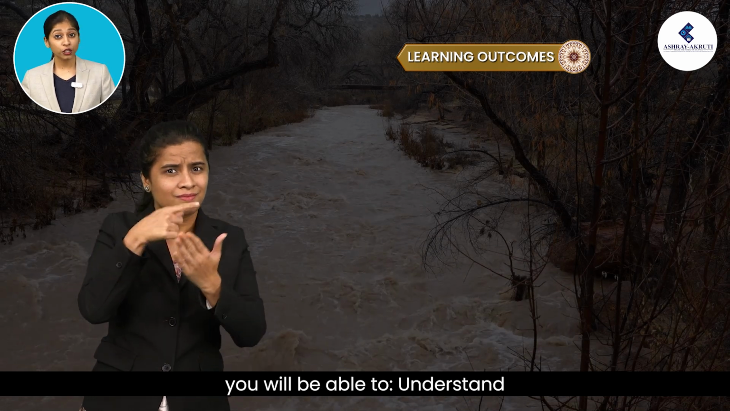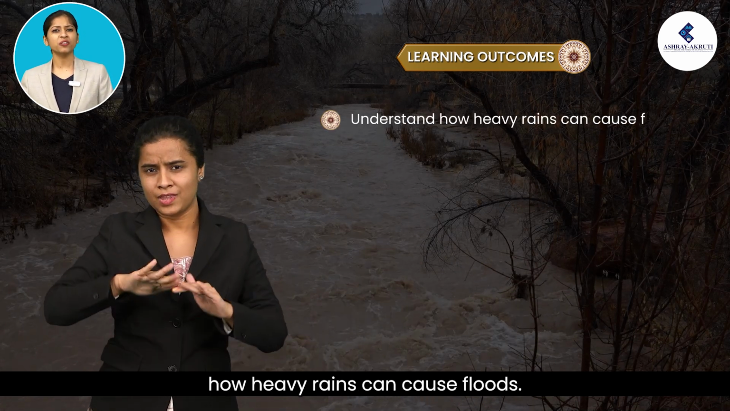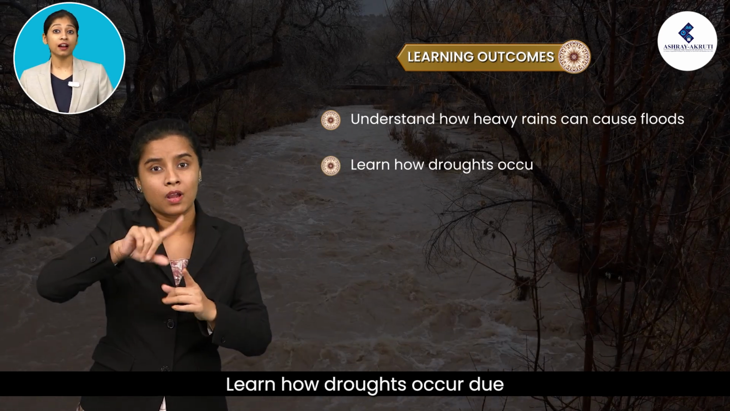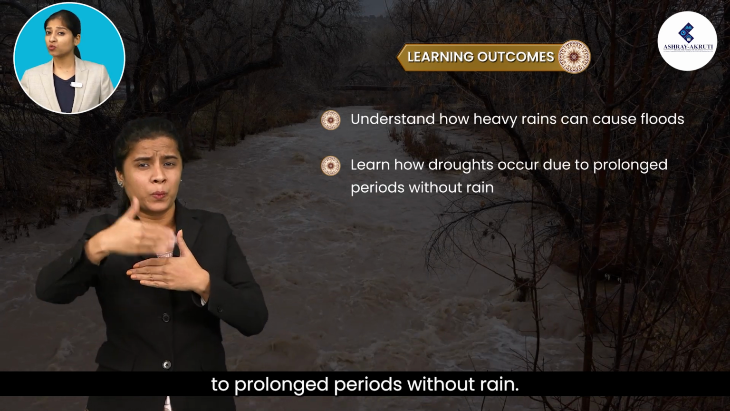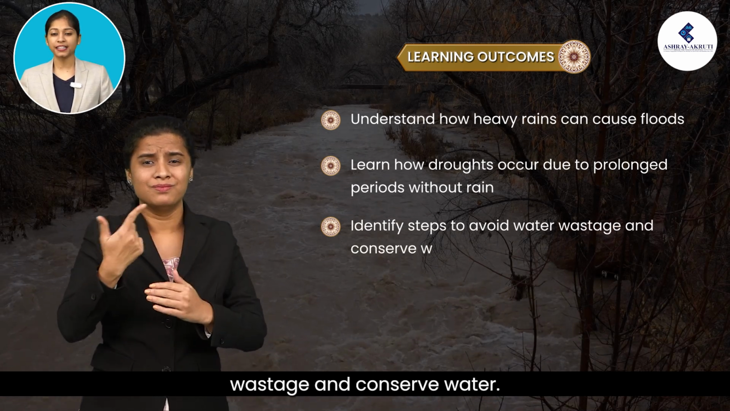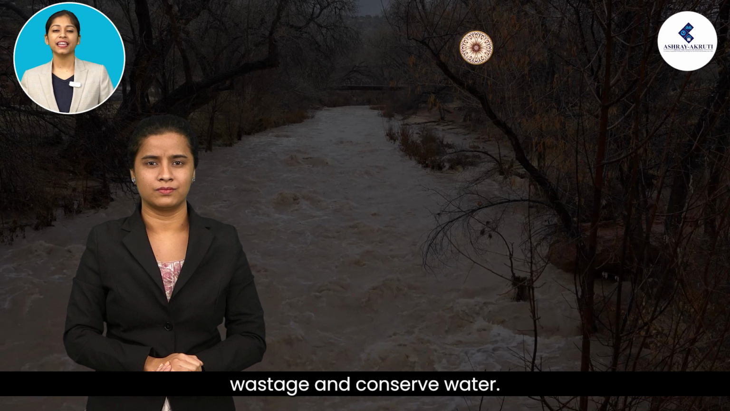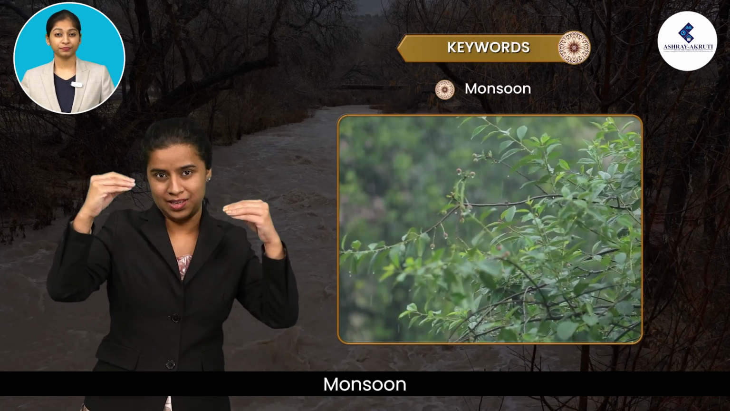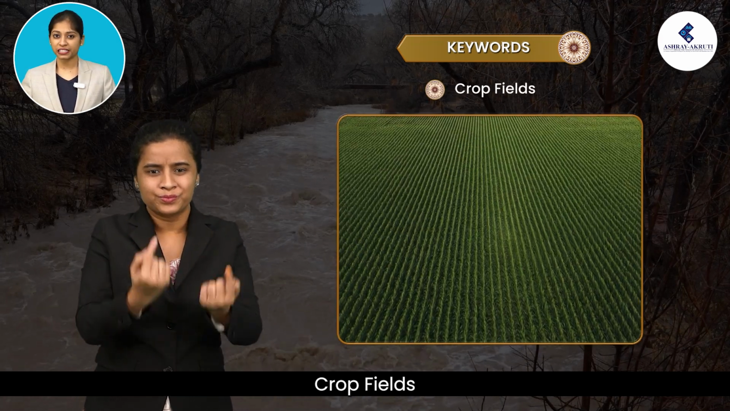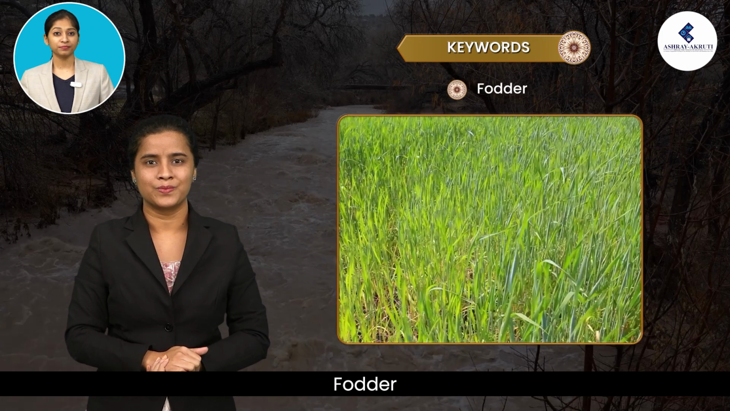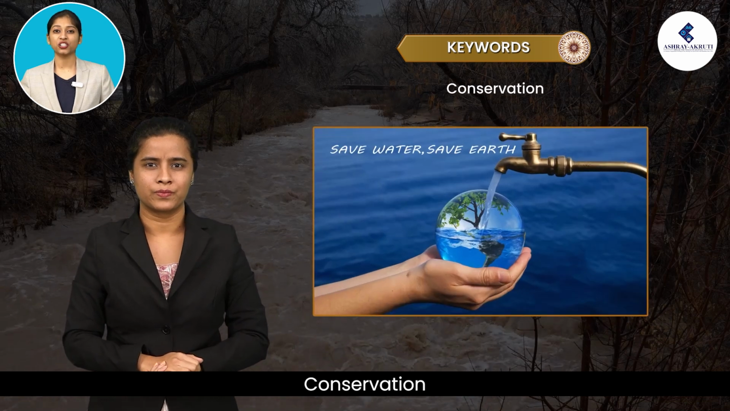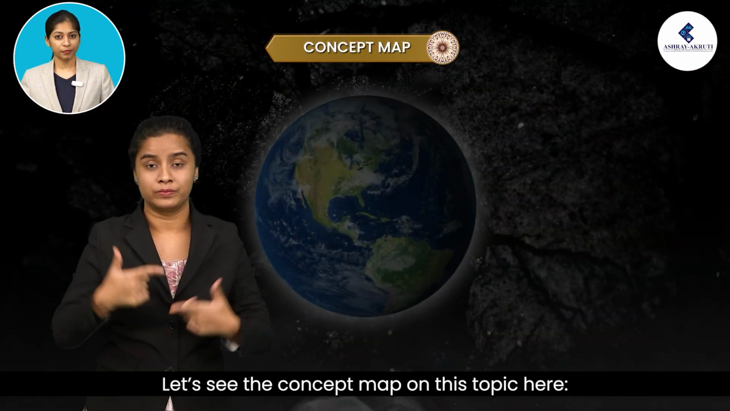Learning outcomes. After studying this topic, you will be able to understand how heavy rains can cause floods, learn how droughts occur due to prolonged periods without rain, and identify steps to avoid water wastage and conserve water. Keywords: monsoon, floods, drought, crop fields, fodder, water scarcity, conservation. Let's see the concept map on this topic here.